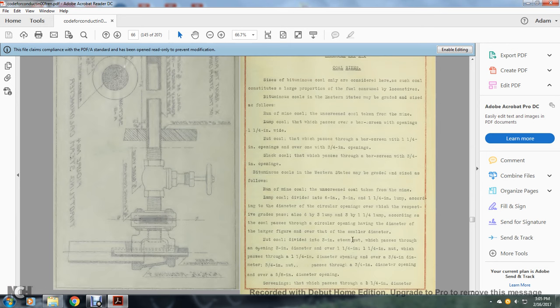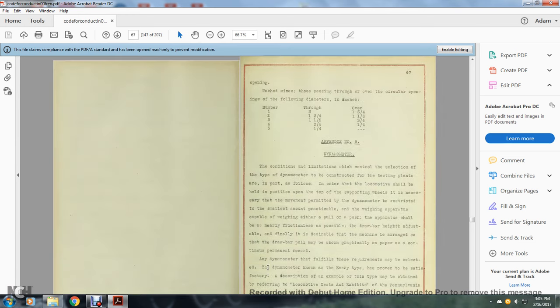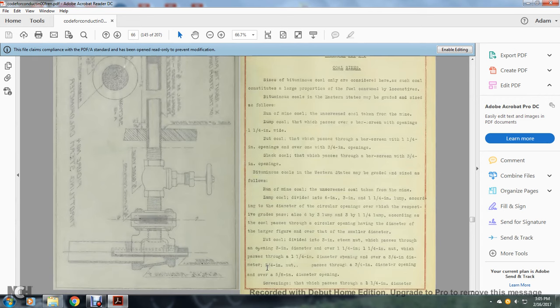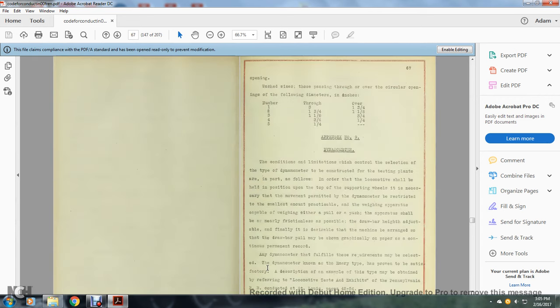Nut coal is divided into 3 inch steam nut, which passes through an opening of 3 inch diameter, and 1 1/4 inch nut, which passes through a 1 1/4 inch diameter opening and over a 3/4 inch diameter opening, and 3/4 inch nut, passing through a 3/4 inch diameter opening and over a 5/8 inch diameter opening; screenings, which pass through a 1/4 inch diameter opening.